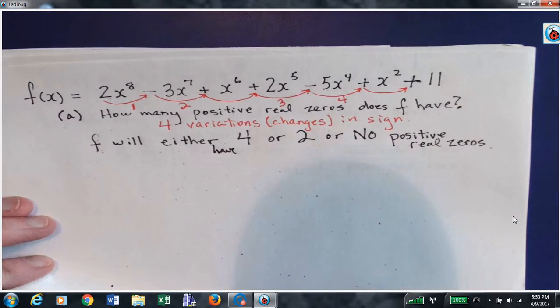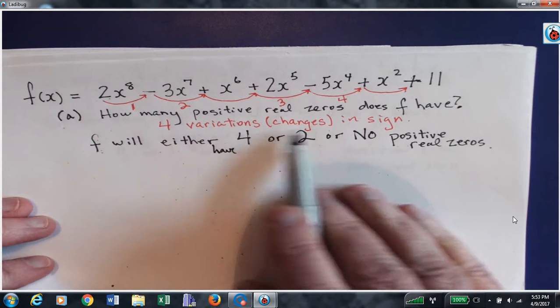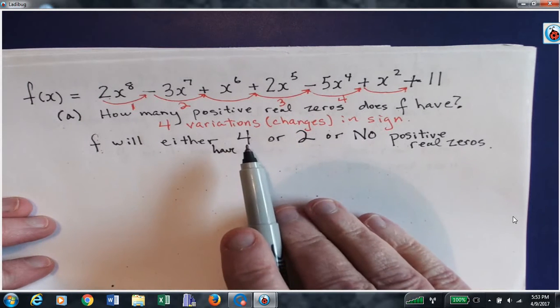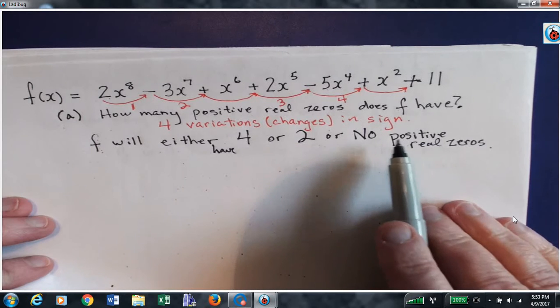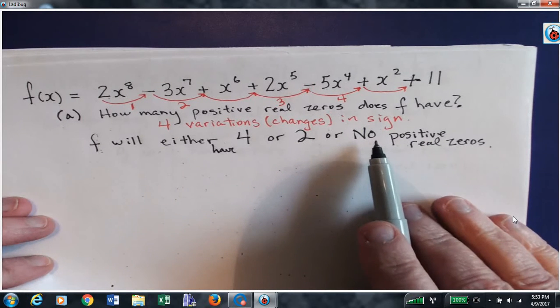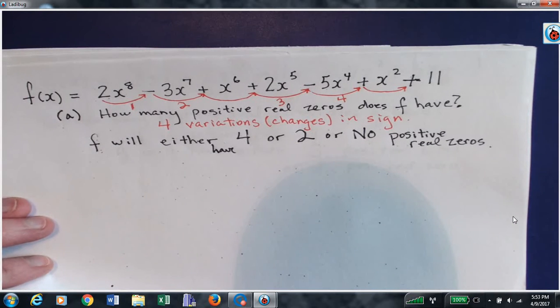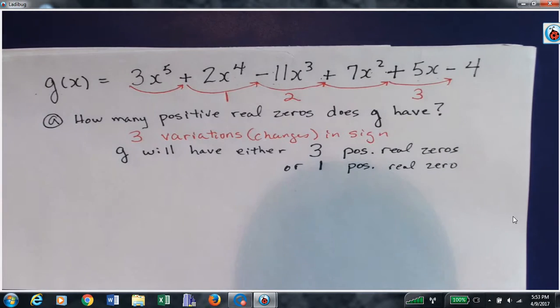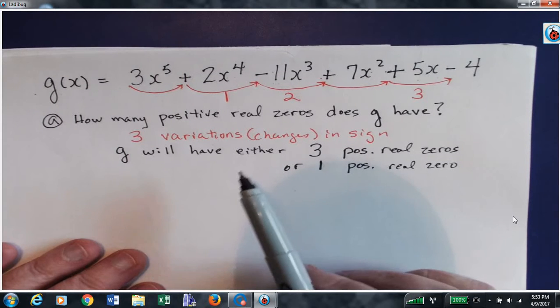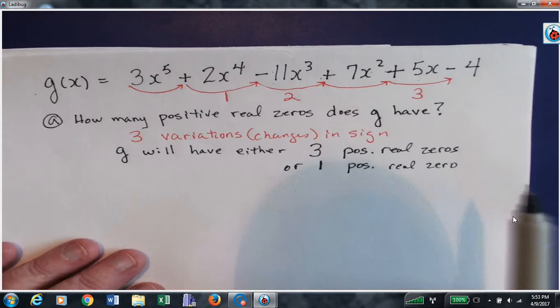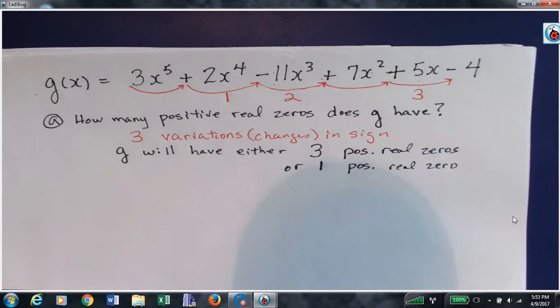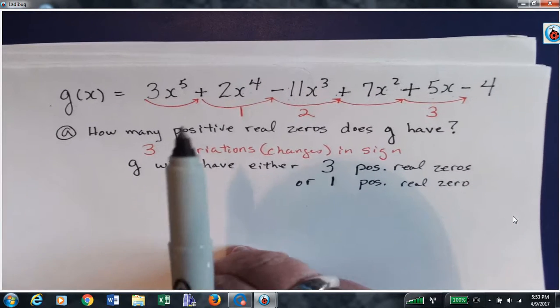Like with this one before, it had 4 changes in sign, so it's going to have either 4 positive real zeros, 2 positive real zeros, or none. And so we stop when we get to none, because it doesn't make sense to say it'll have -2. So we stop subtracting 2 until you get down to the number 0 or to the number 1. So in this case, G will have either 3 positive real zeros or just 1 positive real zero. Okay. Are we starting to get the hang of it?